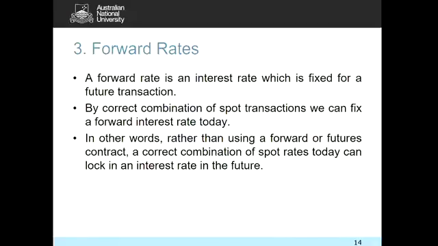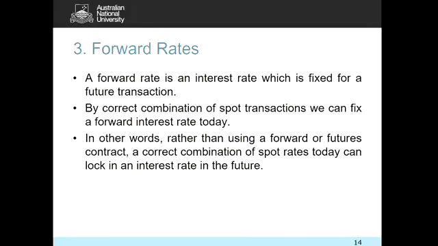Okay, so forward rates. A forward rate is not a forward contract. It's called a forward rate, but it's not the same as a forward contract. We can use forwards and futures contracts to lock in interest rates. You take a long or short position at a certain interest rate, or on a certain bond, maybe a bank accepted bill, and you can use that to lock in rates.